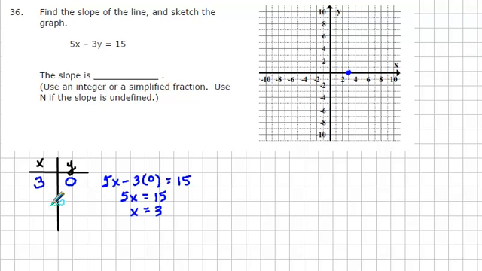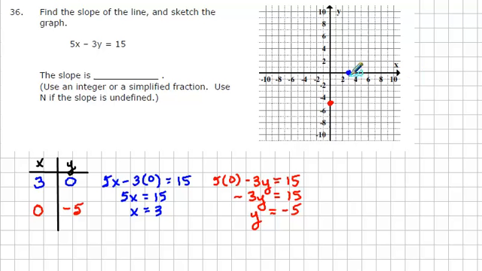In order to find the y-intercept of a graph, we set x equal to 0, and then we solve for the corresponding value of y. So we'll do that over here. 5 times 0 minus 3 times y is equal to 15. Well, 5 times 0 is 0, and if we take away 3y from 0, we get minus 3y. So minus 3y is equal to 15. Divide both sides by negative 3, y is equal to negative 5. So when x is equal to 0, the corresponding y value is negative 5. In other words, the y-intercept of our graph is the point 0, negative 5.